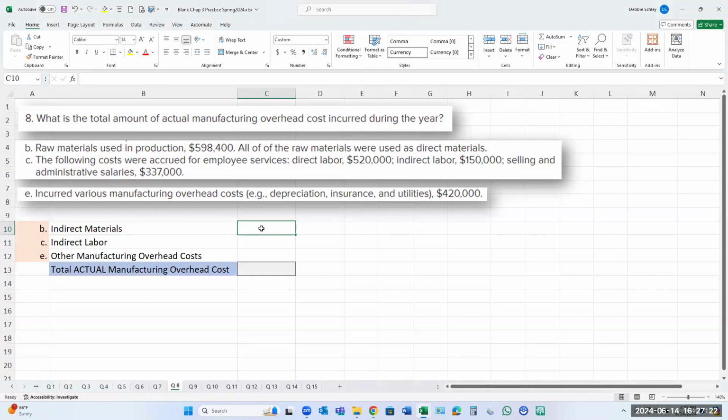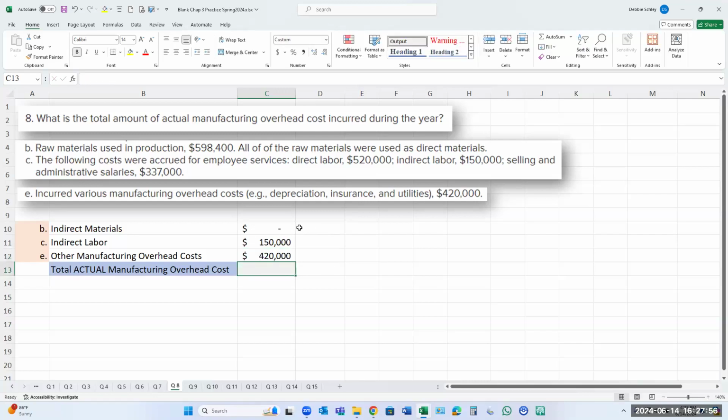But I finally figured out the way to figure out the actual: you need to take indirect materials, which for this problem is 0. And again, manufacturing overhead, those are all the indirect costs. Indirect labor was in transaction C, so there's my indirect labor. And then transaction E has other manufacturing overhead costs that they just don't label.